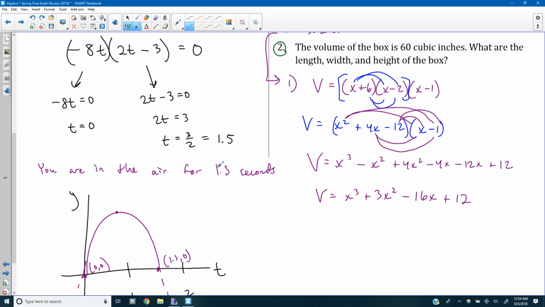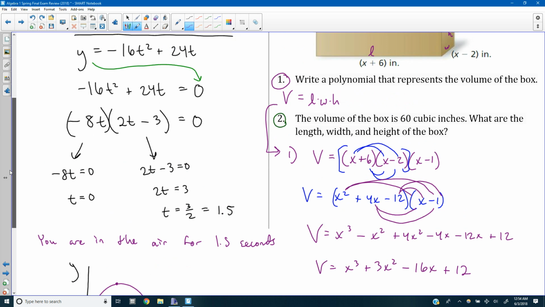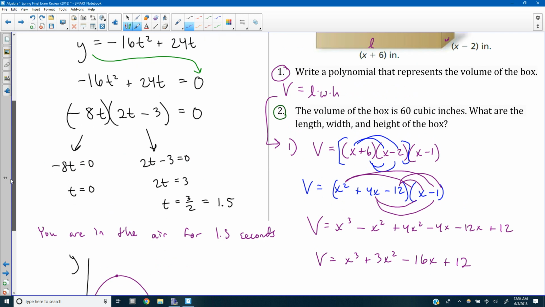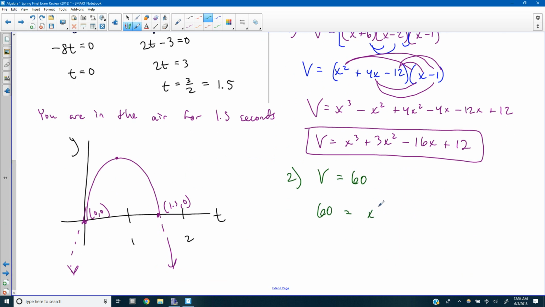Okay. So then they say the volume of the box is 60 cubic inches. What are the length, width, and height of the box? So this is the polynomial. Now we got to go on to that second question there and say the volume of the box is 60. Now we know that V equals 60. So we're now going to substitute 60 for V right here. 60 equals x cubed plus 3x squared minus 16x plus 12.